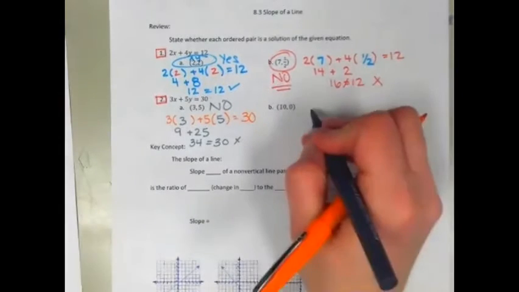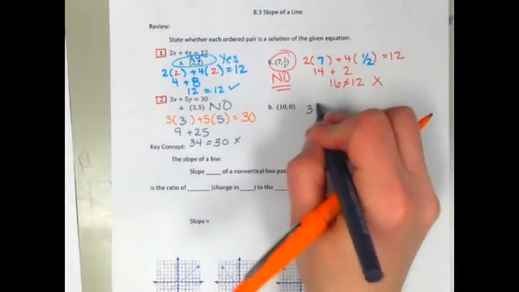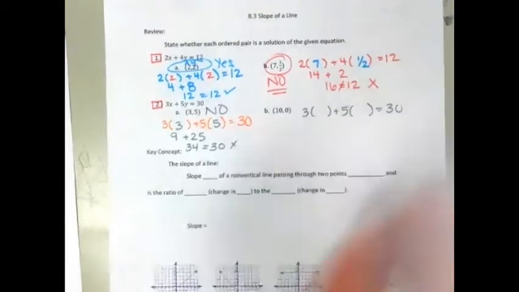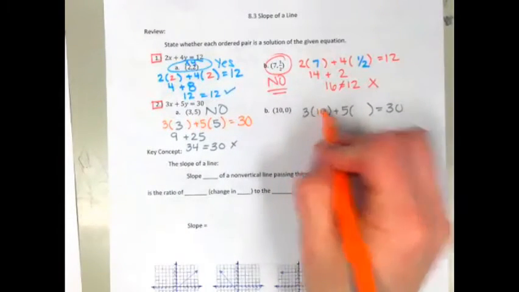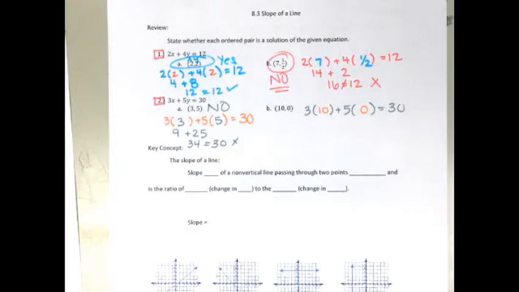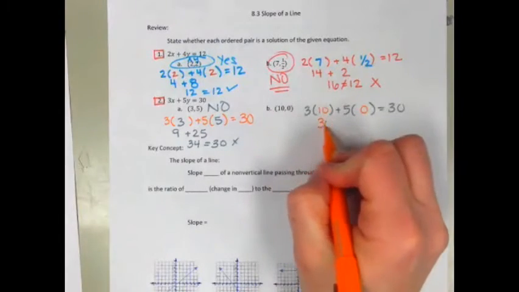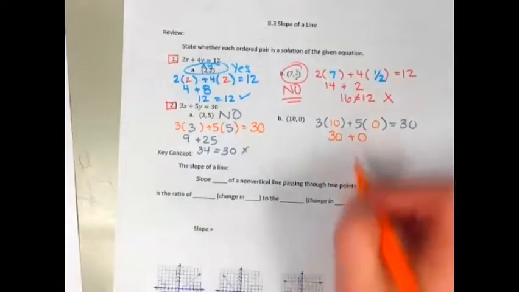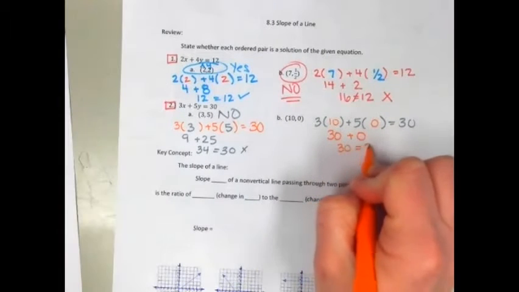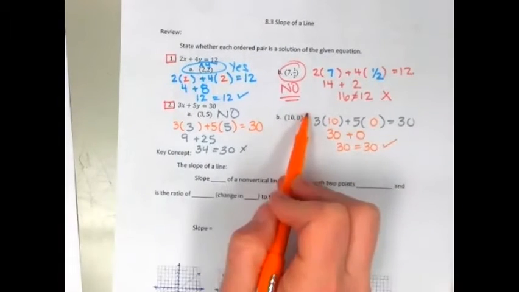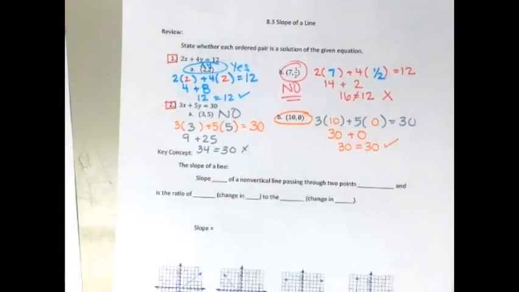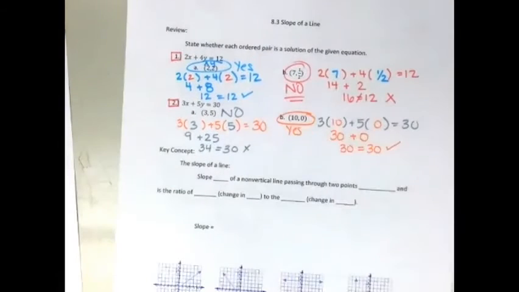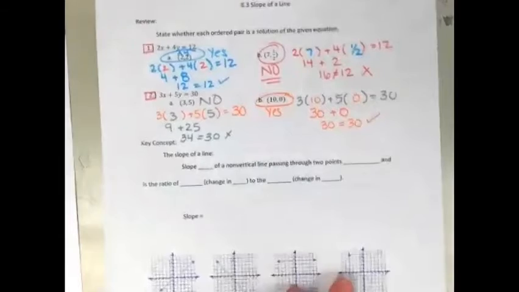All right, and B, 10, 0. What's going in for x? 10. What's going in for y? 0. What's 3 times 10? 30. What's 5 times 0? 0. What's 30 plus 0? 30. Does 30 equal 30? Yes. Does this lie on the line? Yes, it does.